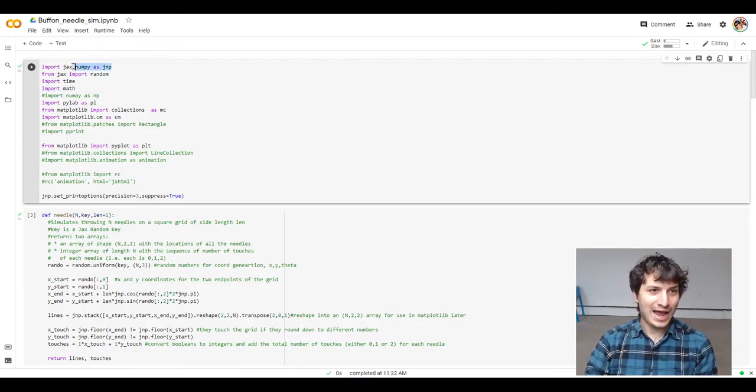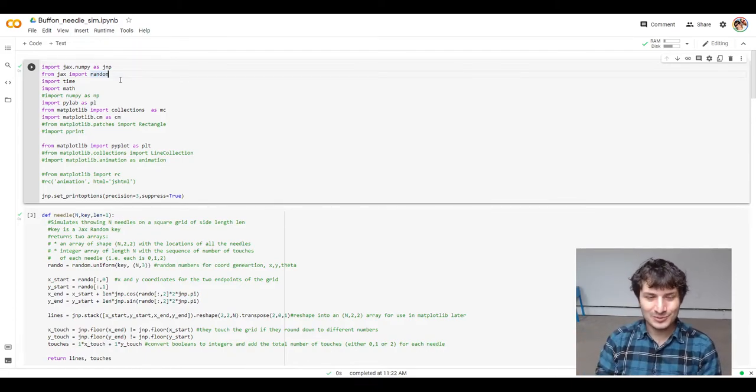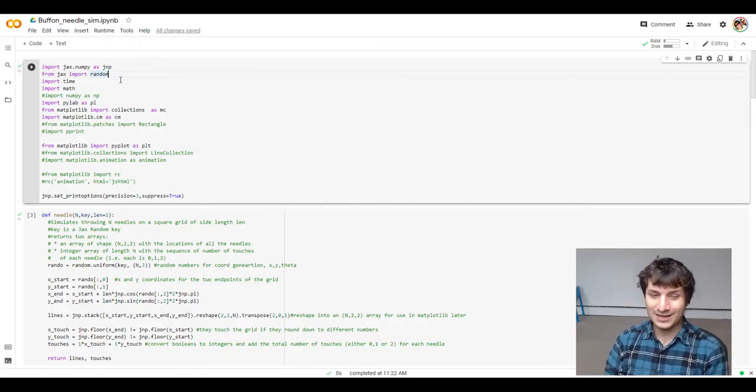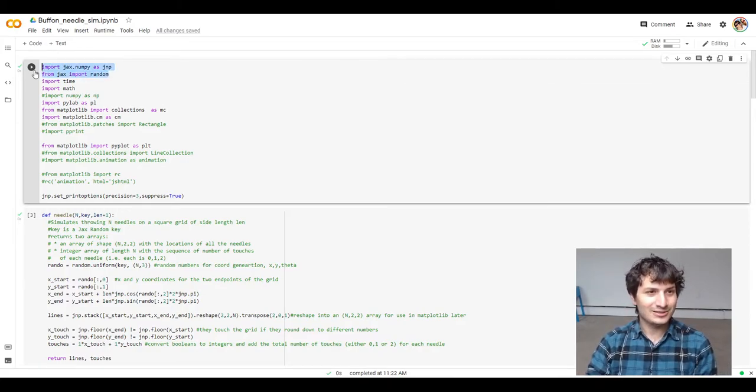Importantly, I'm using this JAX package. So JAX is a package to do things on GPUs. So you might have heard of GPUs being really popular for games, but you can also do math on them. And the advantage is you can do lots of simple math really fast. So this is all done in JAX on GPUs, and that means we can simulate millions and millions of these noodle throws pretty quickly.